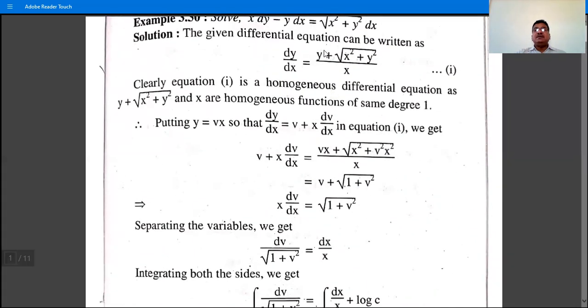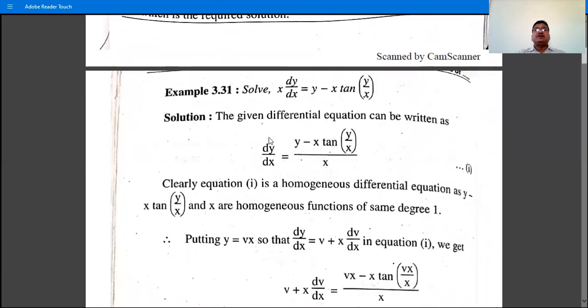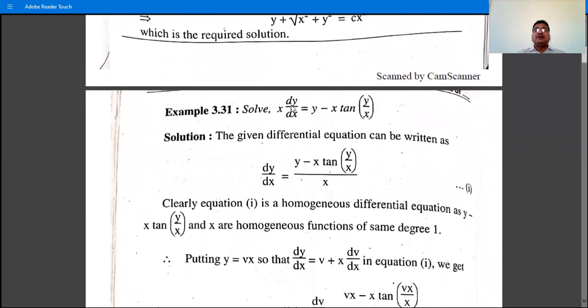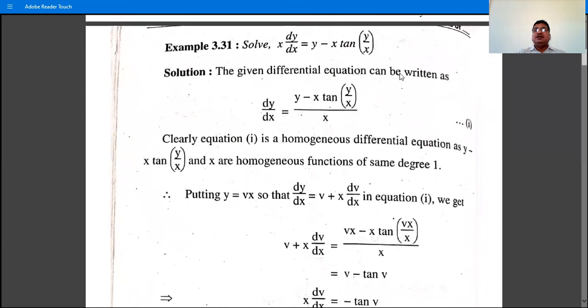So first identify that the given differential equation is a homogeneous differential equation. Then we have to solve the differential equation. Next is x dy by dx is equal to y minus x tan y by x. So the given differential equation can be written as dy by dx is equal to (y minus x tan y by x) divided by x.